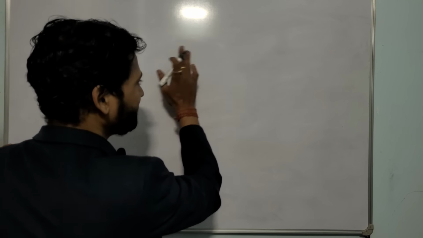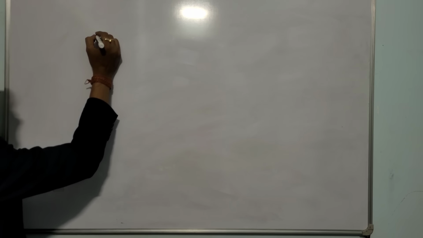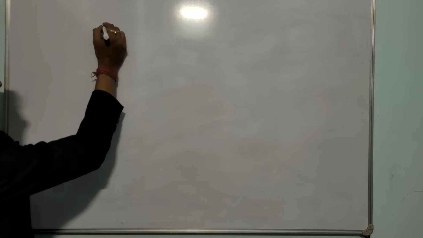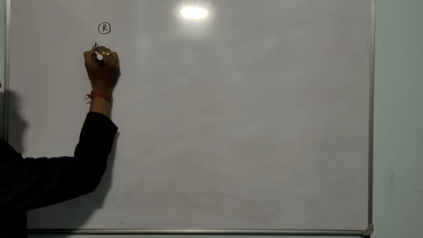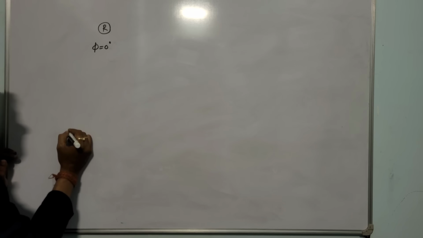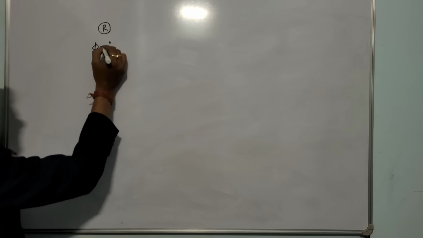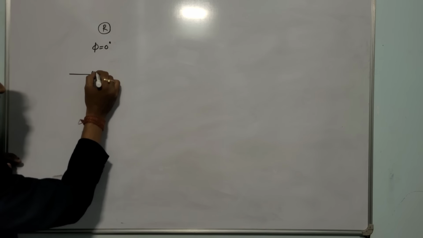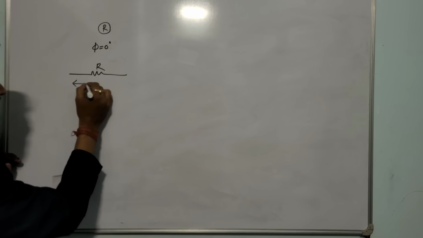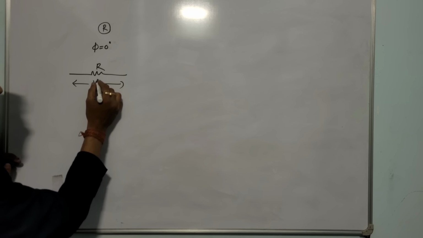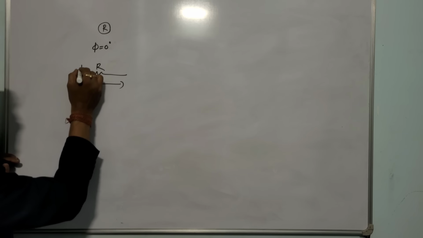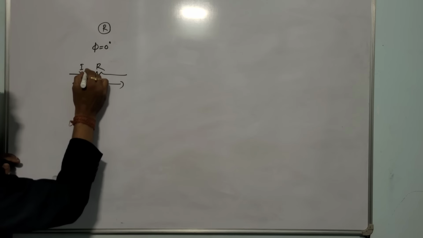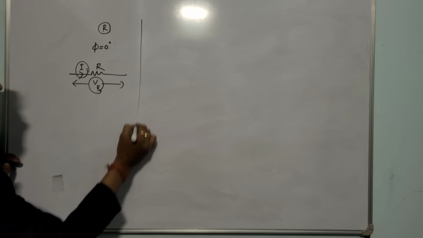See, और एक concept देखो, make a comparison. If AC is given to a resistor, what is the angle difference? 0. If AC is given to pure resistor, what is the angle difference between voltage and current? 0. Or you can say if there is a resistor, मान लो कि voltage across the resistor is VR and VR is AC and current is I. The angle between VR and I is 0 degree.